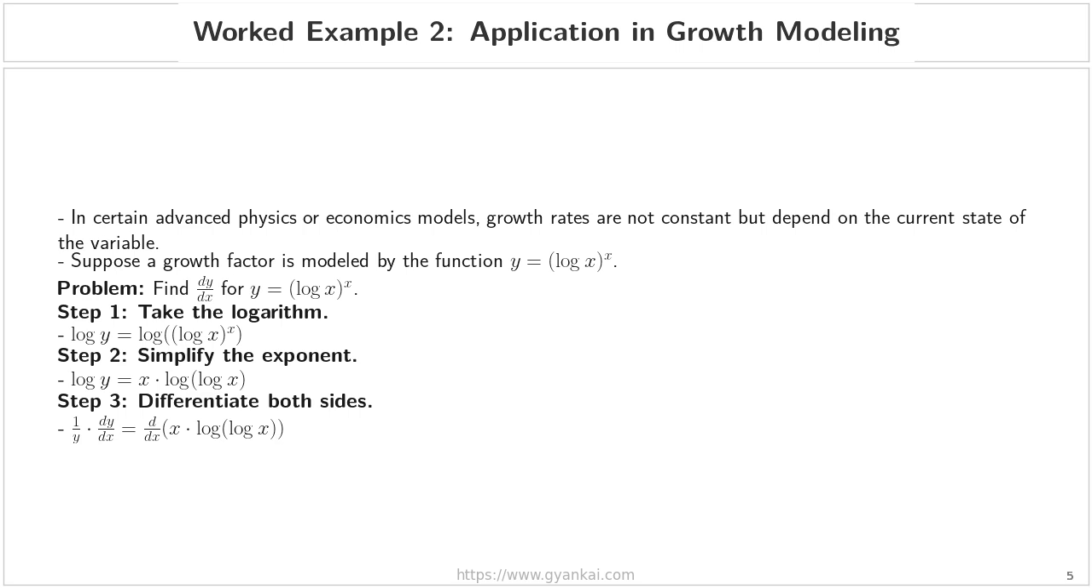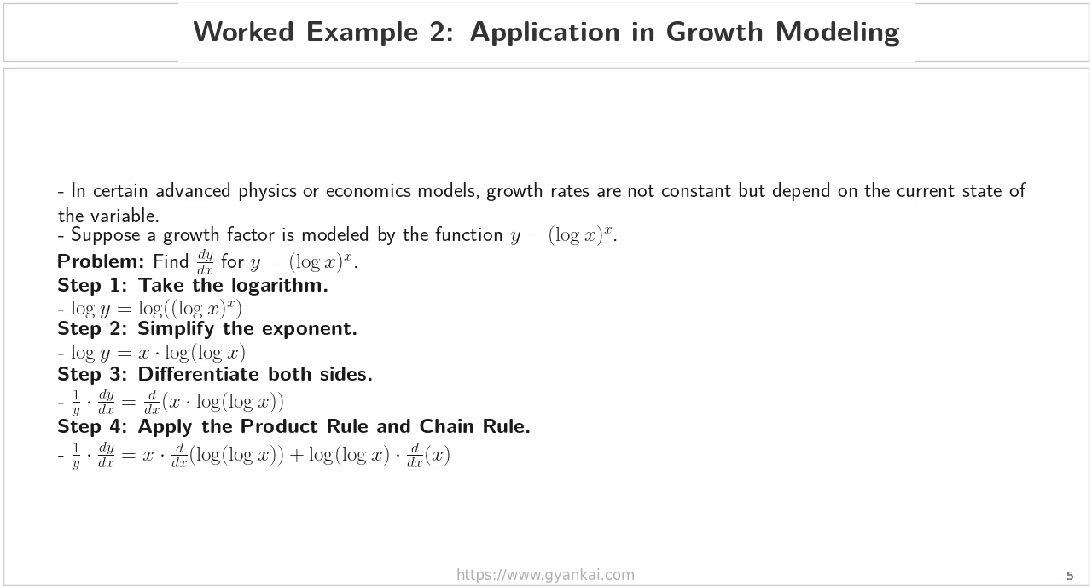On the right side, we are now tasked with finding the derivative of the product of x and log of log x. Step 4 requires us to apply both the product rule and the chain rule. According to the product rule, we take x times the derivative of log of log x and add log of log x times the derivative of x.